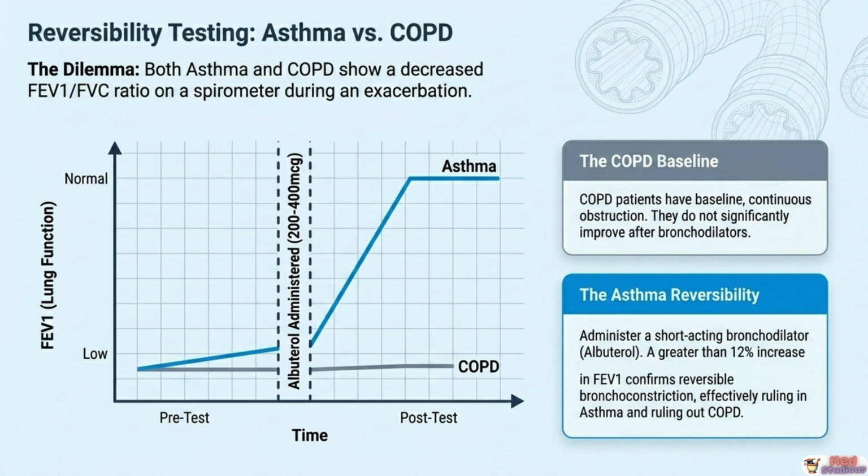In COPD, however, the airway obstruction is structural and permanent, caused by emphysema and airway remodeling. COPD patients do not show significant improvement after bronchodilation. Their FEV1 barely changes. So the reversibility test simultaneously rules in asthma and rules out COPD in a single elegant maneuver. This distinction is one of the highest yield concepts in all of pulmonology. Know it cold.